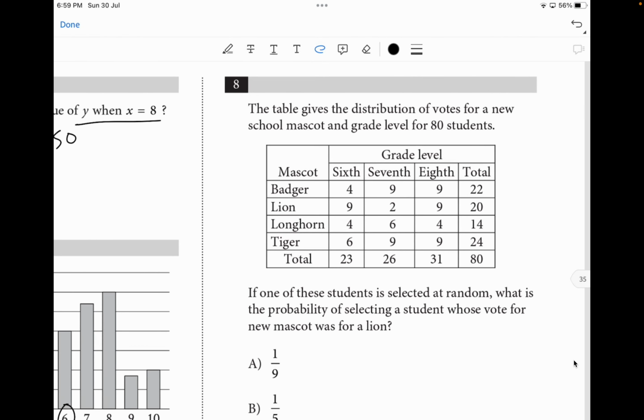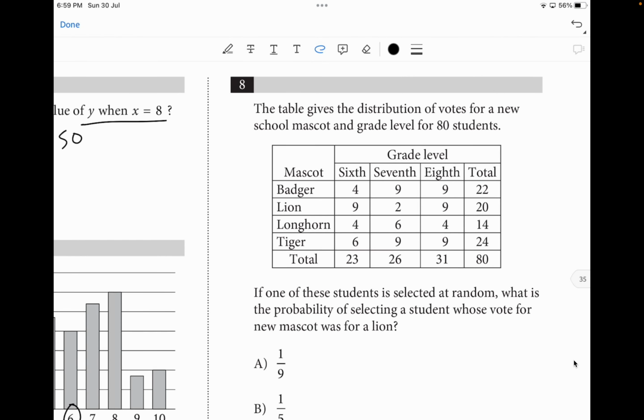Question number 8. Now the table gives the distribution of votes for a new school mascot and grade level for 80 students. So you can see a table here.